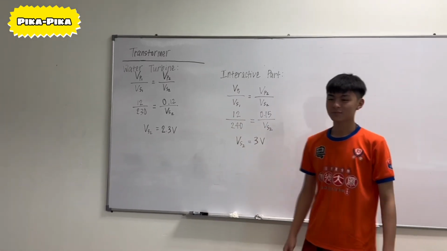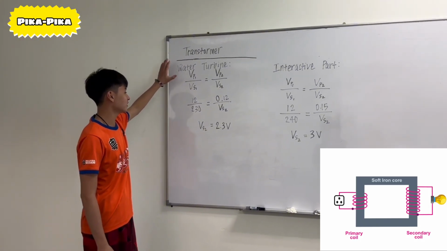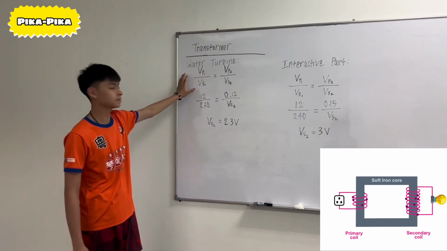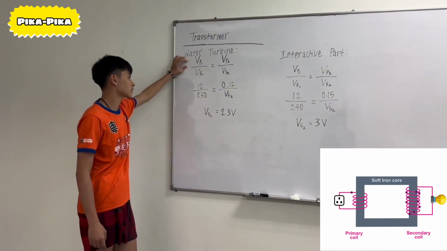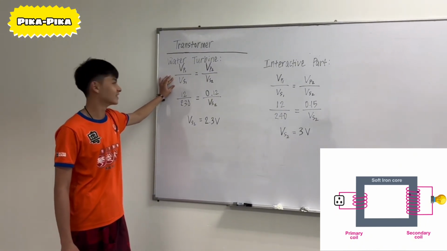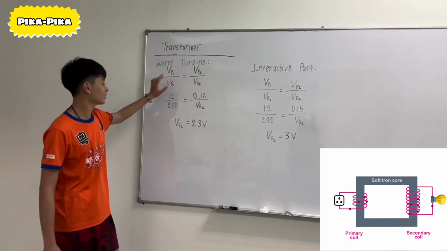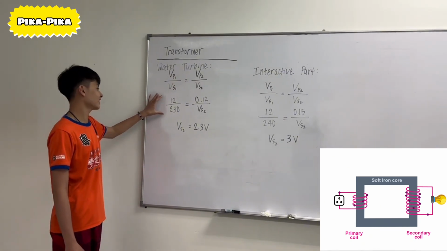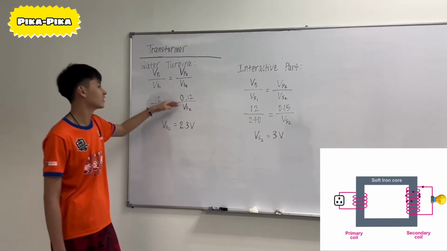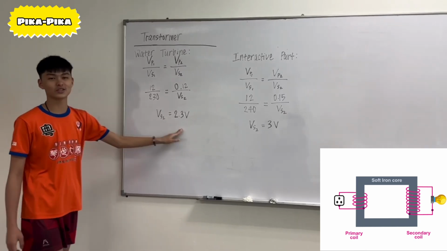So now let me introduce the formula. This formula is for our transformer for the water turbine. This one is the primary voltage, and this one is the secondary voltage. This is our input voltage, and this one is our output voltage. This one is the step-up ratio, and we need to find our output voltage. So our output voltage is 2.3 volts.